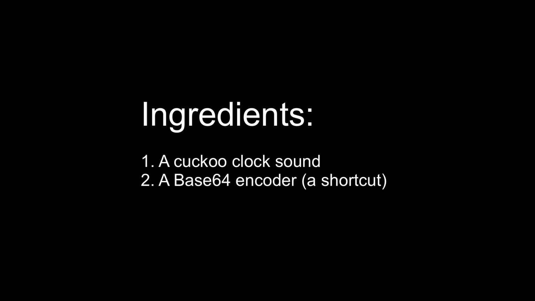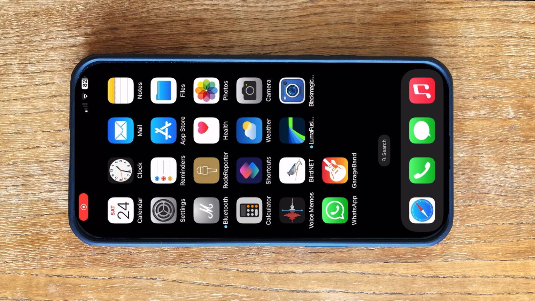To make the most unnecessary and useless shortcut, we need a cuckoo clock sound, a base64 encoder which allows to pack the clock sound straight into the clock shortcut, and the clock shortcut itself. The sound can be either recorded, or we can create it using GarageBand.